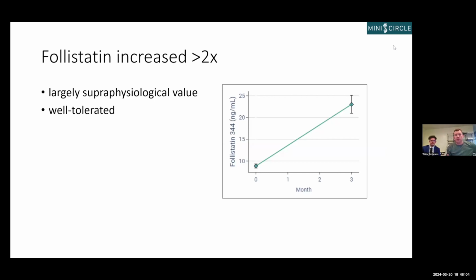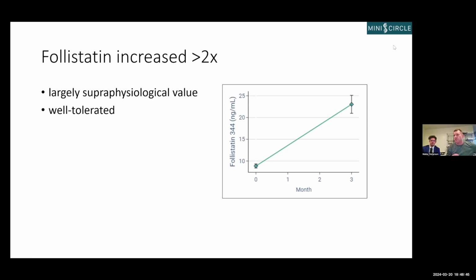So the first result that's noteworthy is serum follistatin increased over twofold, almost threefold. This was measured via ELISA, and follistatin actually kind of counterintuitively increases with age, but that increase is pretty clearly insufficient to counteract age-related frailty. For that reason, it's good that we saw an increase to a largely supraphysiological value, from just under 10 nanograms per milliliter to between 20 and 25 nanograms per milliliter on average.